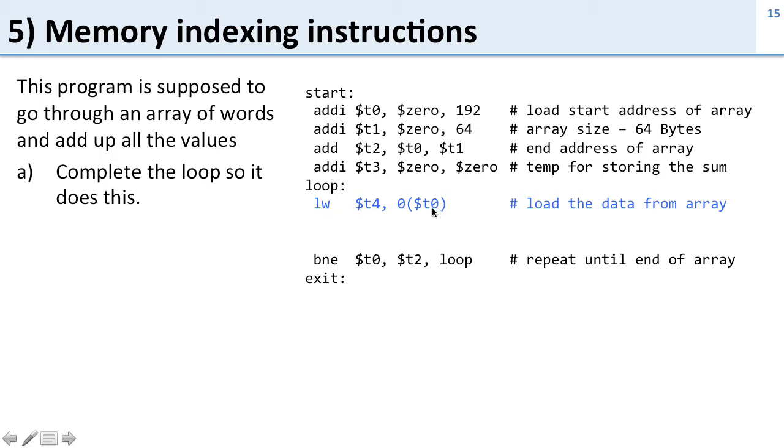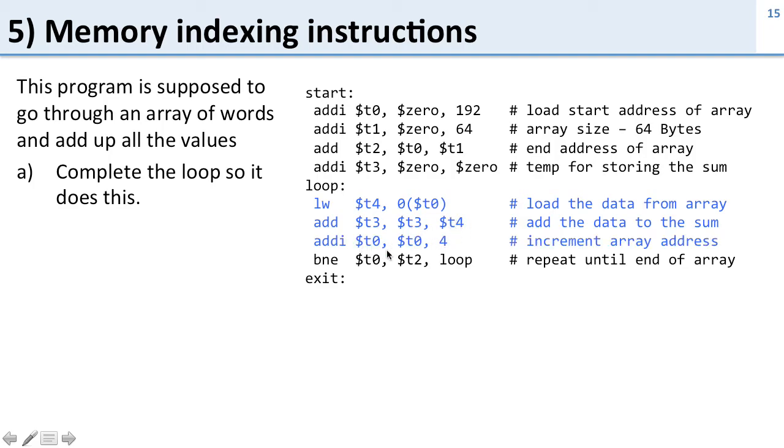So the first thing we need to do in our loop here is load the data from the array. We're going to add up everything here. So T4 here is where we're going to load our data into, and T0 is the address of our array. So we're going to load whatever data is at T0 into T4. Then we're going to add this up. T3 is where we're going to store our value, so we're going to add into T3 whatever we just loaded from the data.